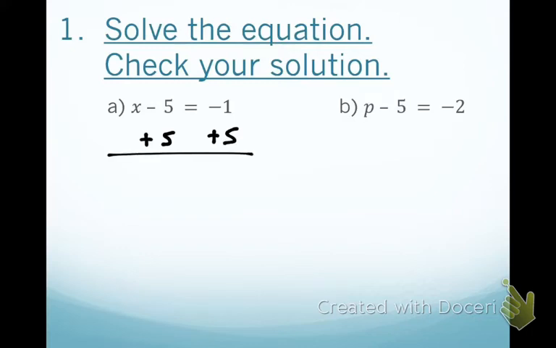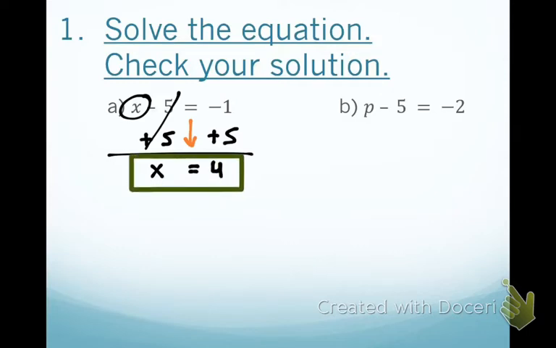All right, so now these cancel out. Remember, we're going to drop that equal sign directly down because this will help us to have nice, neat work. And on the left side, all that's left is an X. On the right side, we have to combine those two terms. Class, what's negative 1 plus 5? 4. Positive 4 is correct. Now, that is our final answer, but it does ask us up here to check our solution.